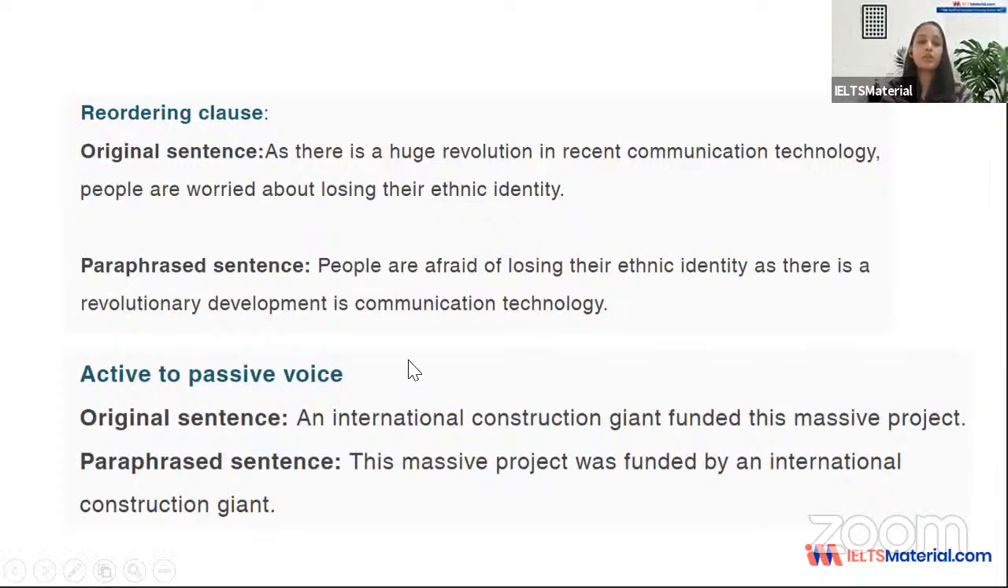Now let's have a look at the last part. Of course, you can change the voice from active to passive or passive to active. So an international construction giant funded this massive project. This is active voice. Let's see how it is given in the passive. This massive project was funded by an international construction giant.